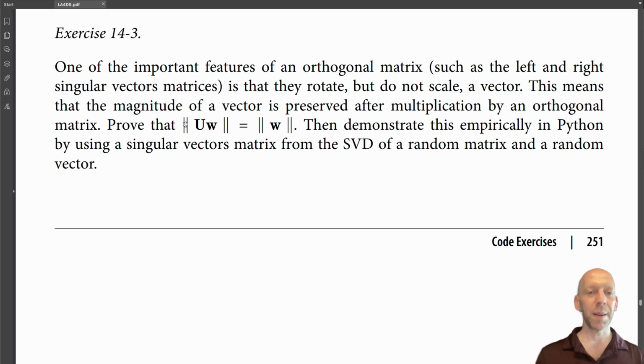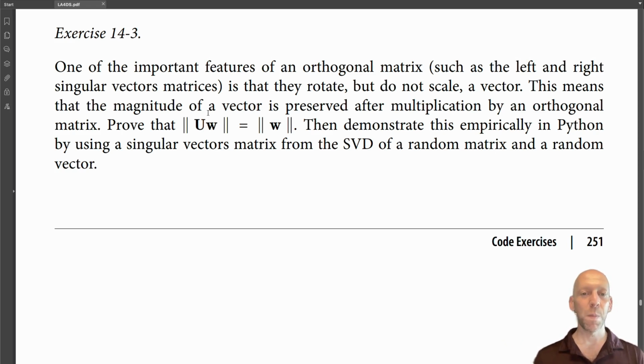In other words, the magnitude of UW is the same as the magnitude of W for any vector W, as long as U is an orthogonal matrix or pure rotation matrix. Now, if U comes from the SVD, if this is a left singular vectors matrix, then yeah, this property holds.